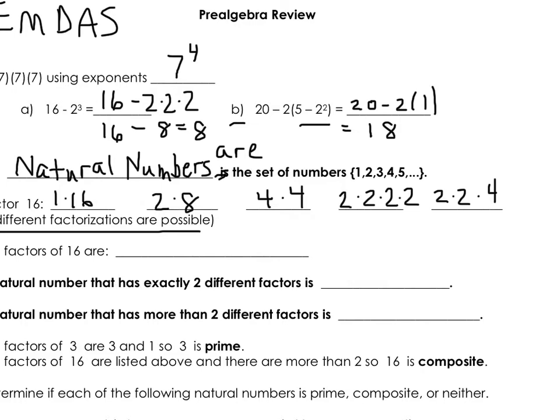So the factors of 16 are, well, 1's a factor because 1 will divide evenly into 16. 2 will divide evenly into 16. 4, 8, and 16.